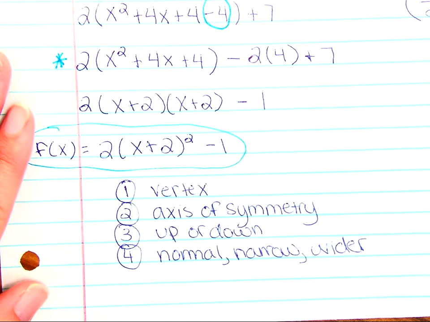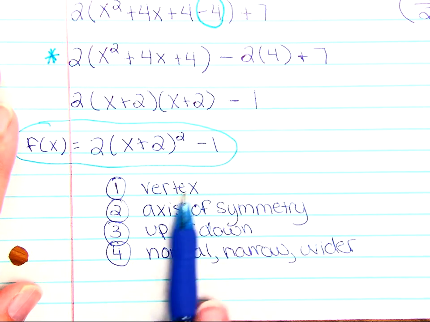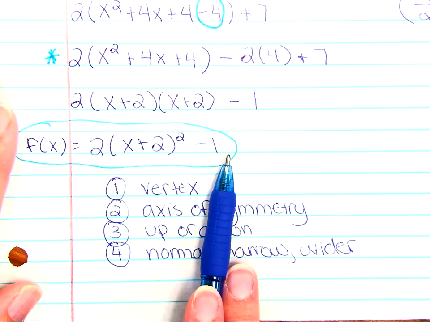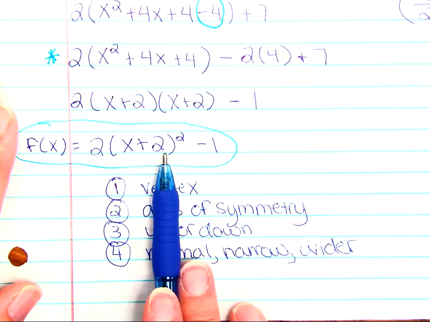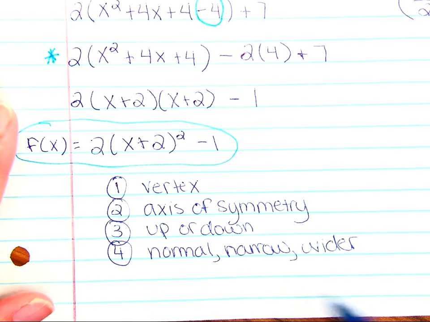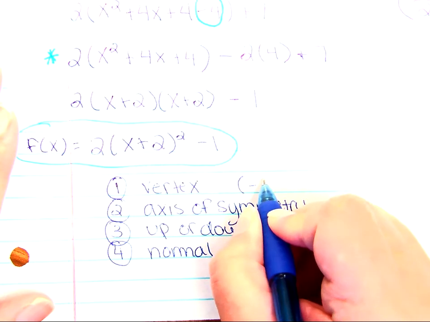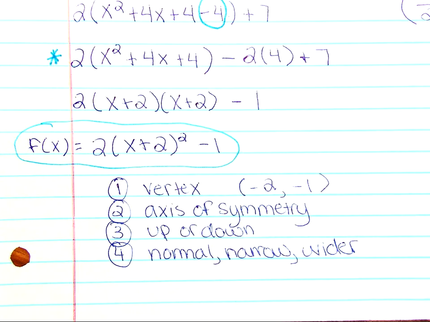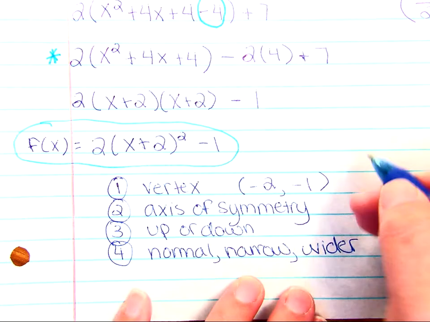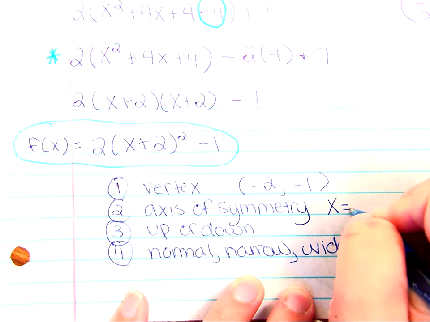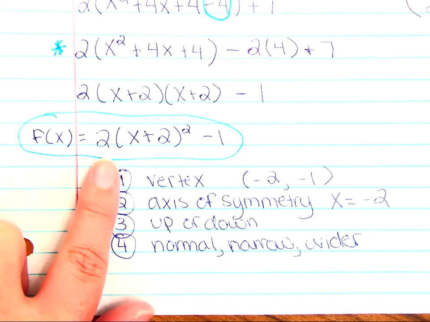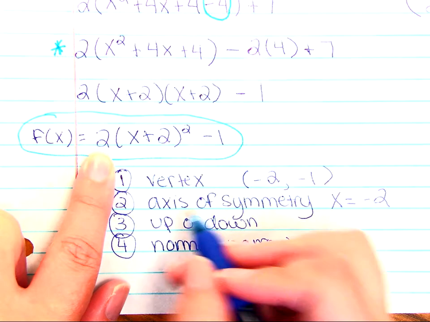Okay, so let's look at this equation here. Vertex. Remember, that comes from these 2 pieces of information. But standard form says that this needs to be x minus. Okay, so we should know that our vertex is now negative 2, negative 1. Our axis of symmetry is going to be x equals negative 2. A is positive, so we should know that this opens up.